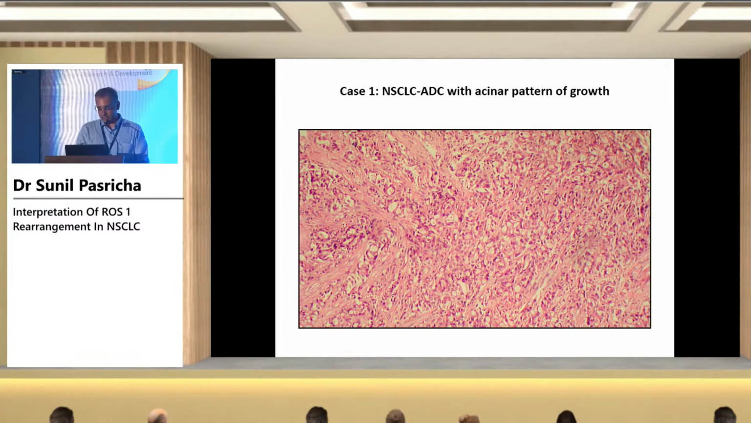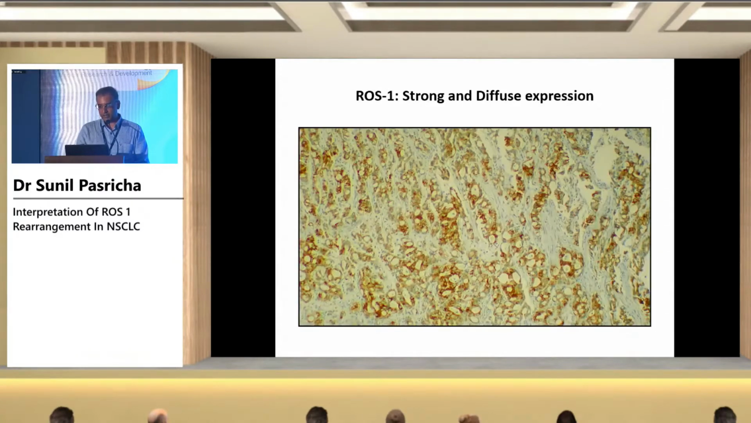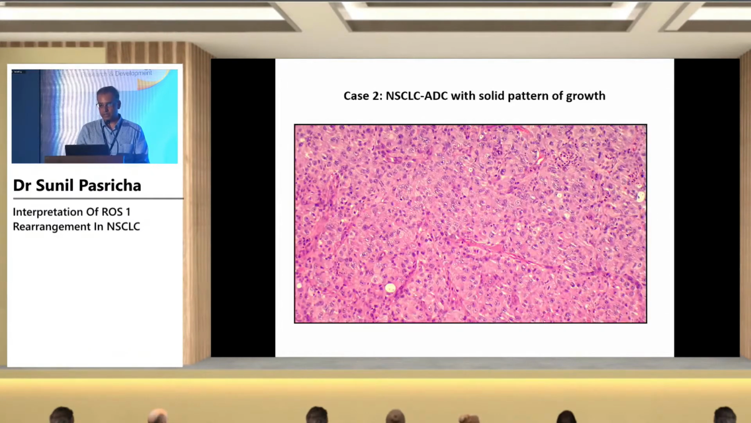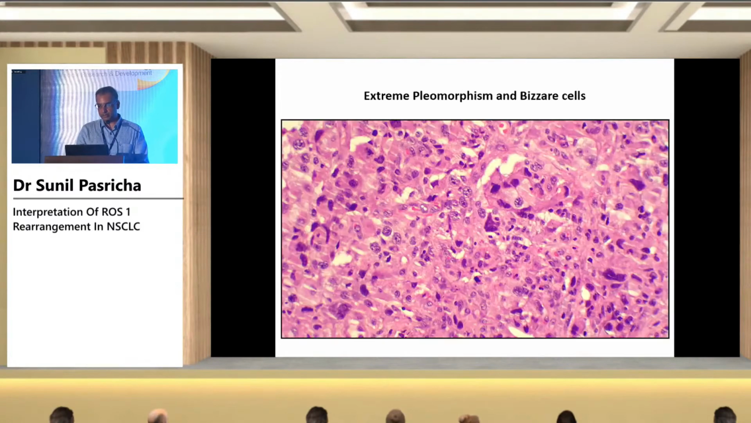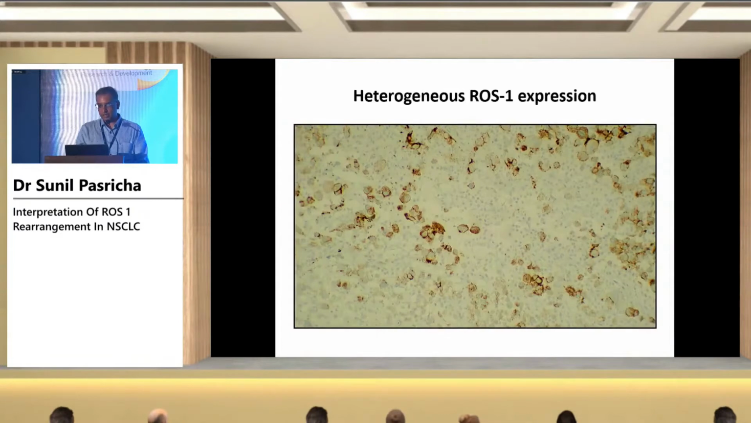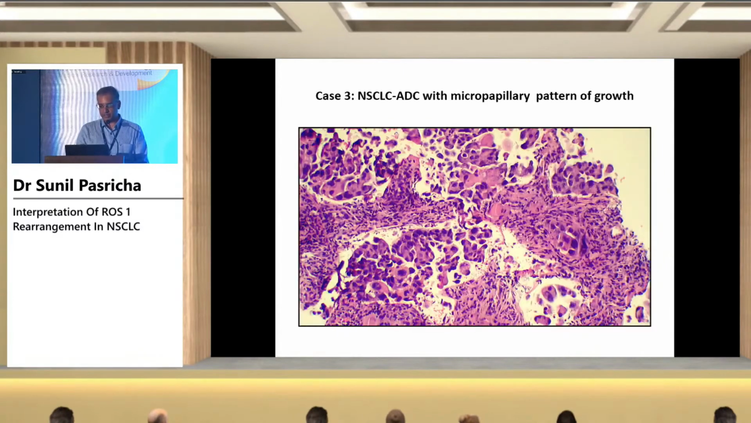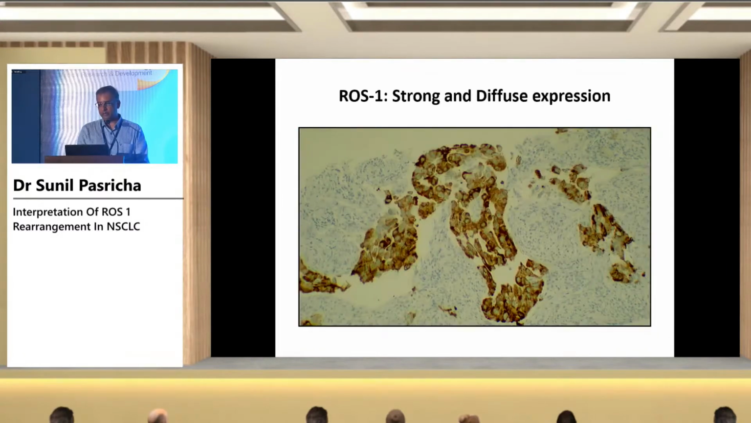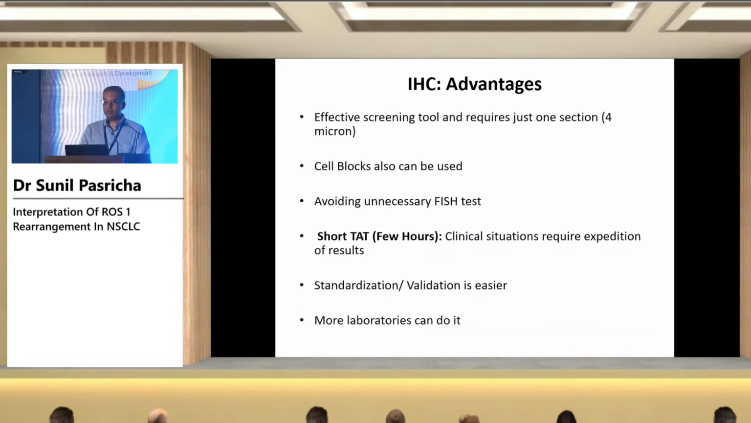So these are some cases from my case library, and various patterns have shown ROS1 positivity. This one showed an acinar pattern of growth, and we can see a strong and diffuse cytoplasmic expression of ROS1. And this turned out to be positive for the FISH rearrangement for ROS1. The second case showed a solid pattern with highly pleomorphic, mitotically active cells, and tumor giant cells were also seen. In this case, the expression of ROS1 was heterogeneous, but eventually it was positive for FISH rearrangement testing. Even with the micropapillary pattern, we found a strong and diffuse expression, eventually positive for the FISH rearrangement.